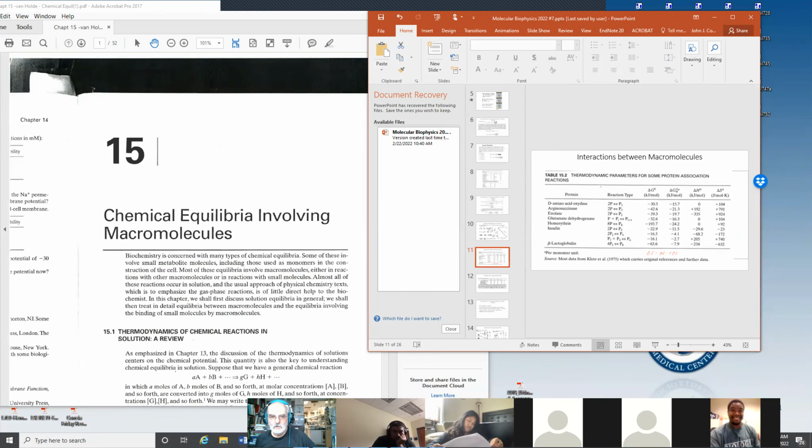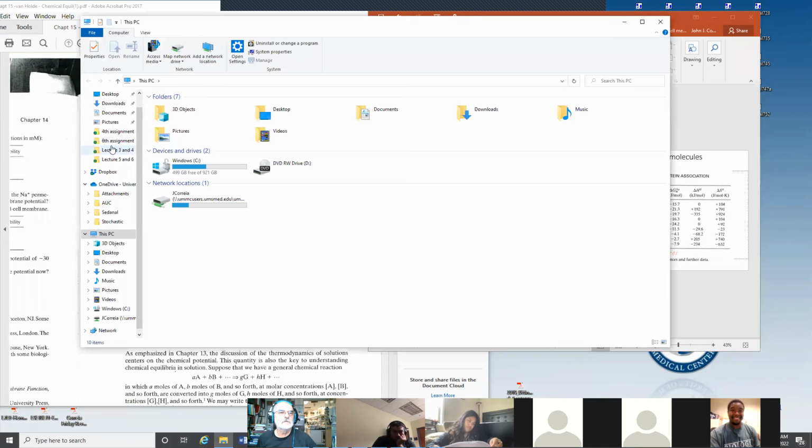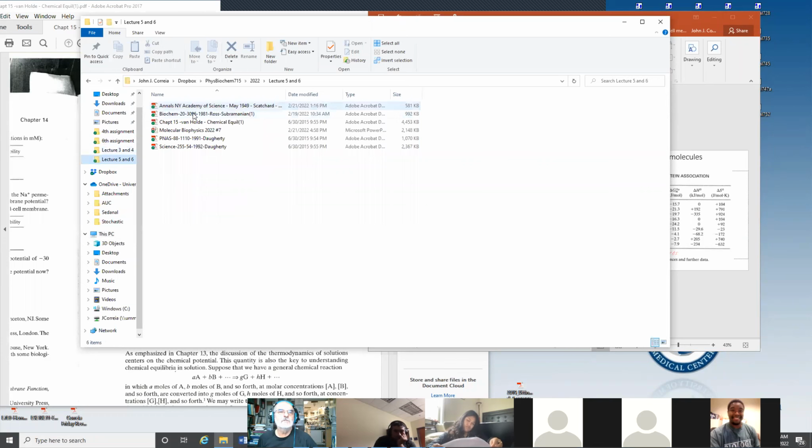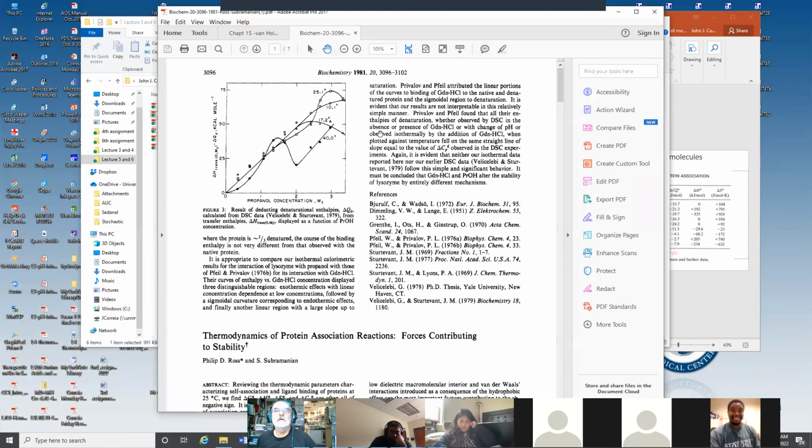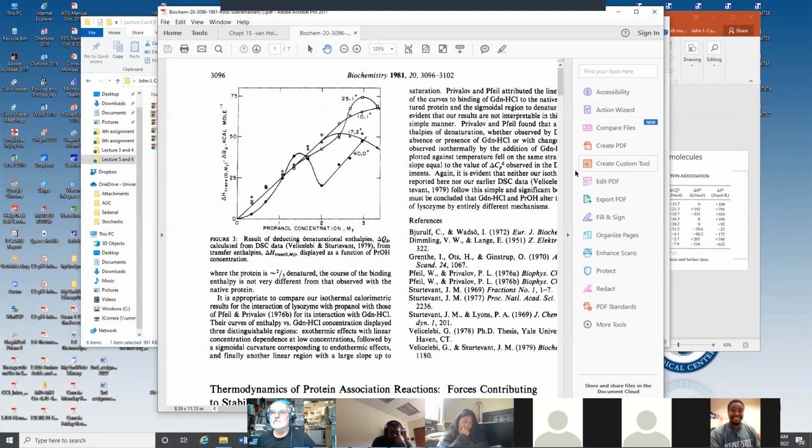So what we want to do, and now I have to go back again and open something, is go to this Ross and Subramanian paper, which I put out there for you. Okay, and if we explode this a little bit, does this make this?